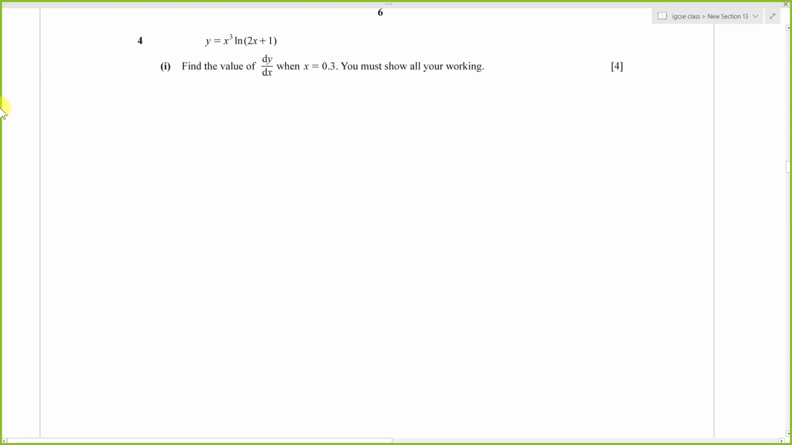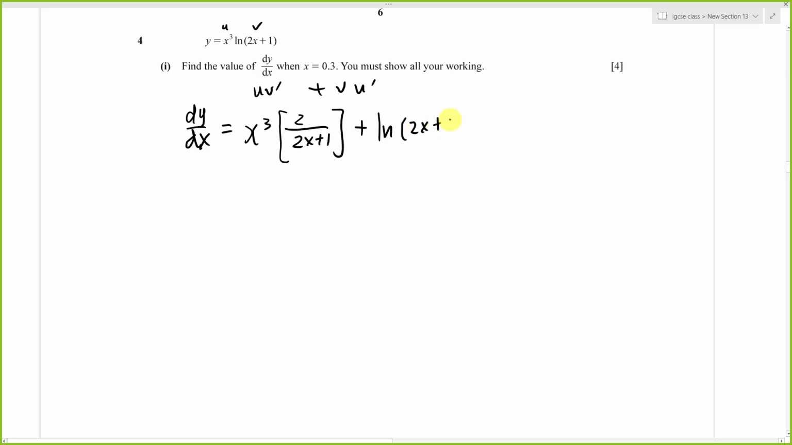Okay, number 4 here. Find the value of dy/dx when x equals 0.3. You must show all your working. 4 marks for product rule. Quite fair. So basically this is u, this is v. So my dy/dx equals u differentiate v plus v differentiate u. So copy the u, x cubed, differentiate the v is 2 over 2x plus 1, plus copy the v, ln(2x plus 1), differentiate the u, 3x squared.